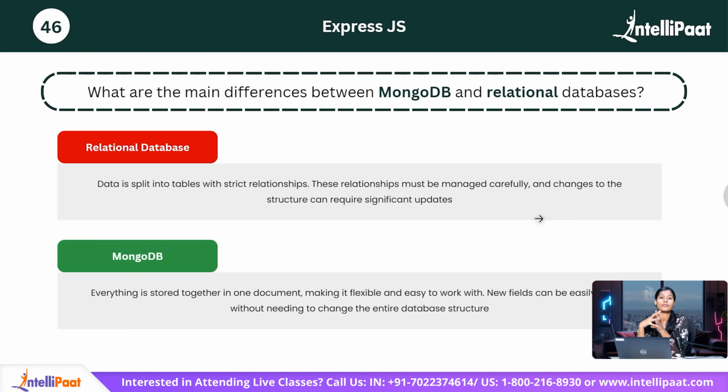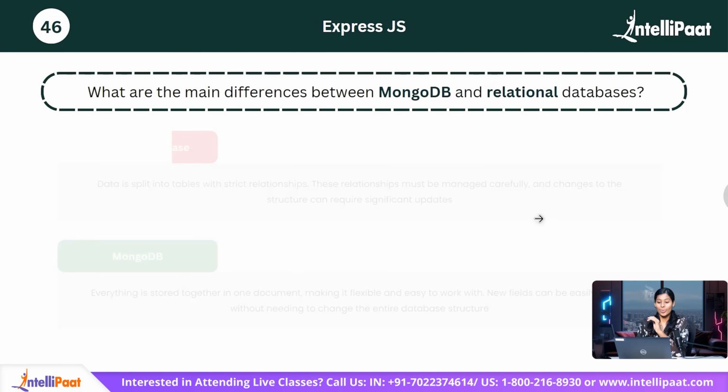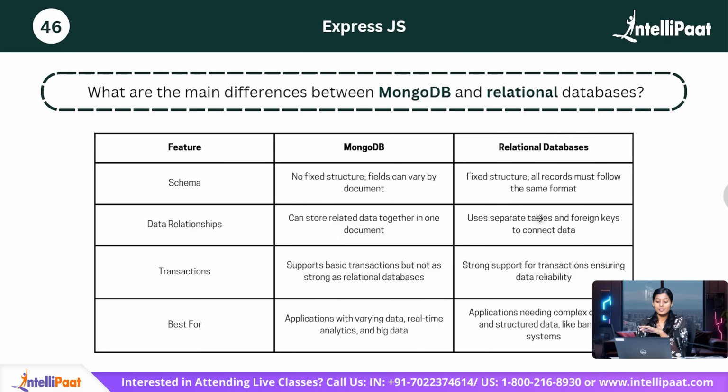There is no predefined structure, maybe the title, name and all, but other than that there is no predefined structure. You can add it any way you want to. But in relational database, everything should be strict and perfect and structured. Now there are pros and cons to this. Let's look at them. As for MongoDB, there is no fixed structure. Fields can vary depending on the document. For relational database, everything is fixed.